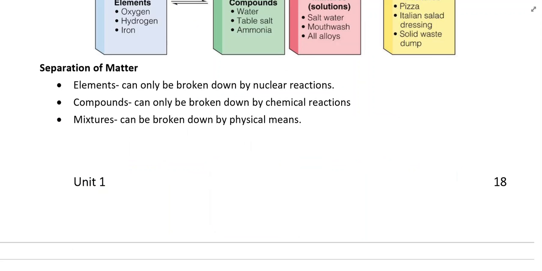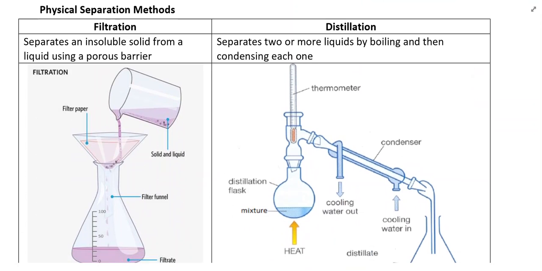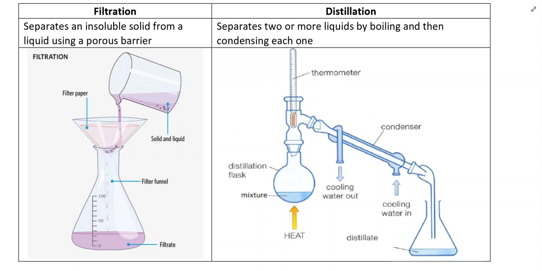So elements, again, can only be broken down by nuclear reactions. Compounds can be broken down by chemical reactions. And mixtures can be broken down by physical means. So we're going to take a look at some separation methods here. So filtration, you separate by using some sort of porous barrier. So you're separating by particle size. So if you've made coffee, you're using a filter to separate it. Or sand and water, you can separate with a filter.